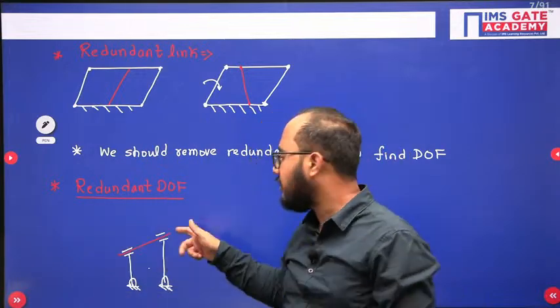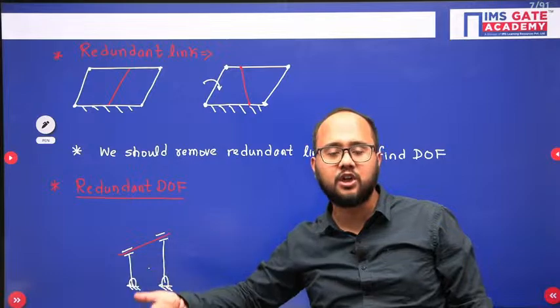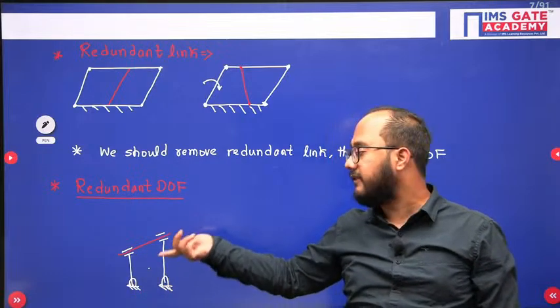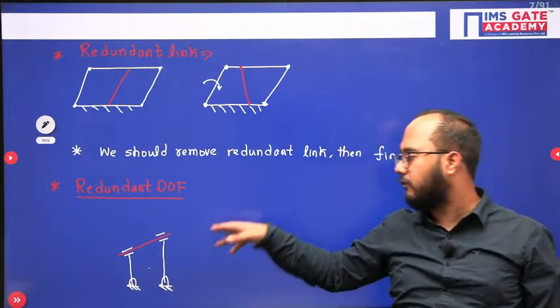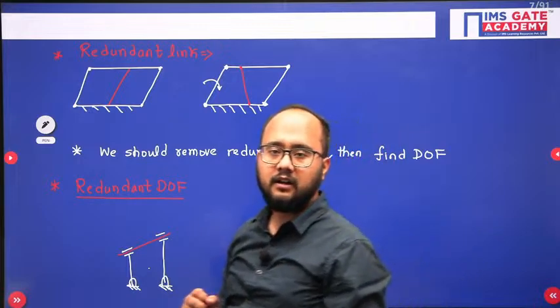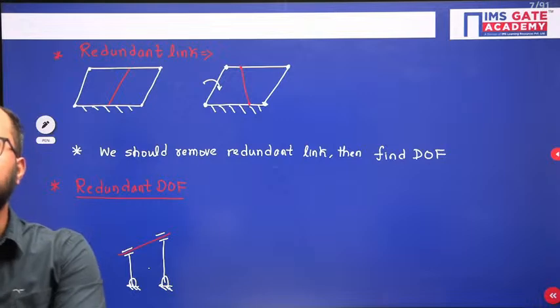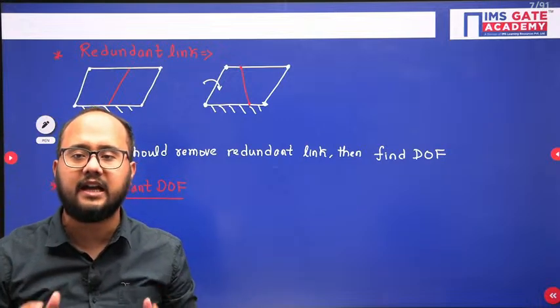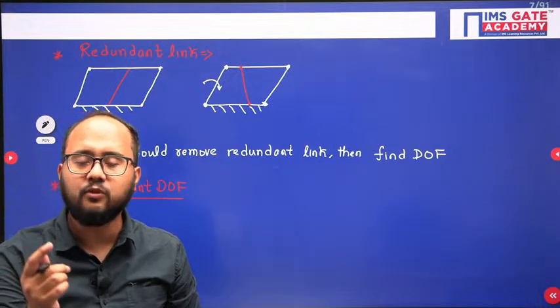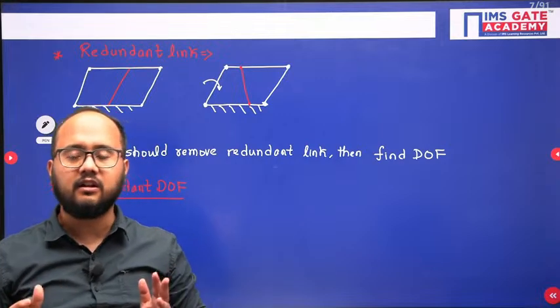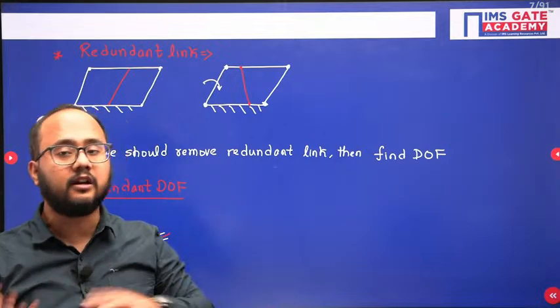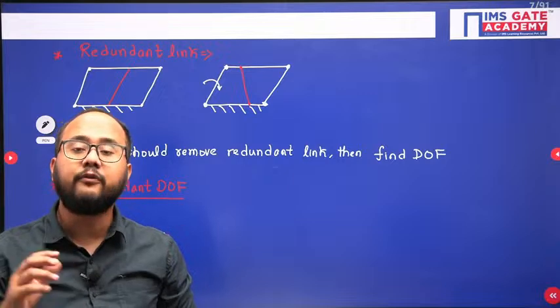Here in this case, one link is having extra motion. That motion is not going to affect other parts of the mechanism, right? In a complex mechanism, how to identify? Simply you have to visualize the mechanism. The only way to understand whether the link is redundant or whether the link is having a redundant degree of freedom or not is to visualize.